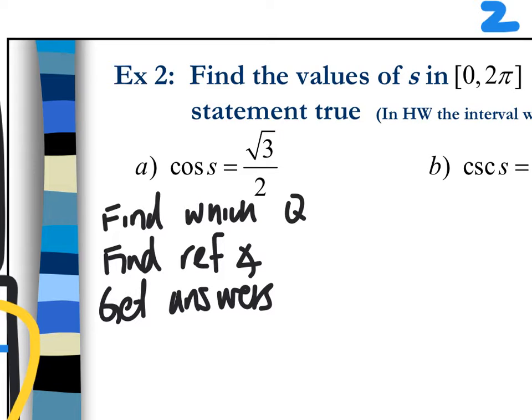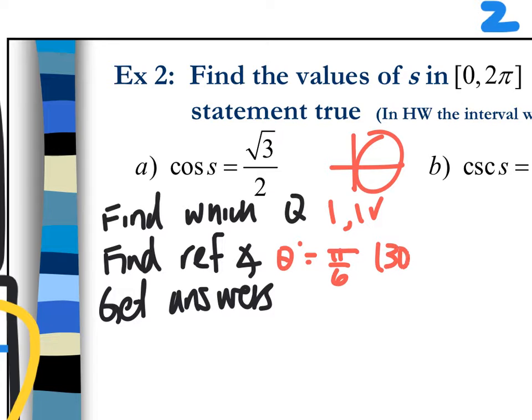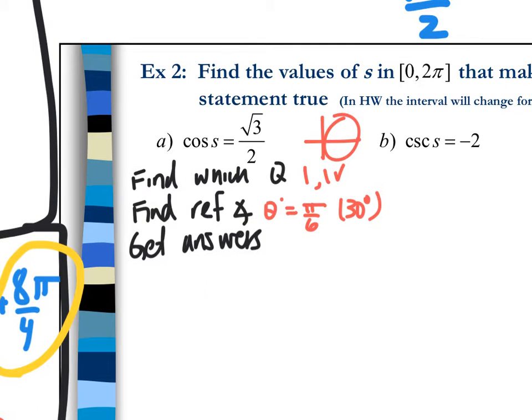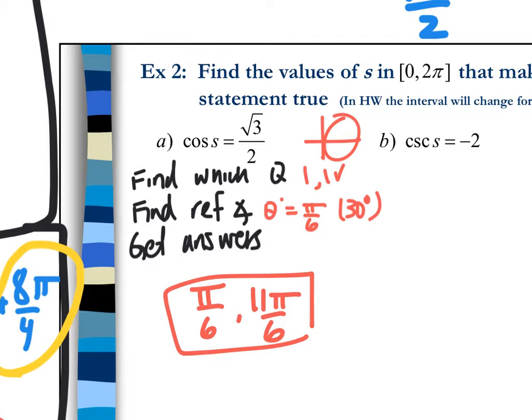All right, so if I look at this problem, cosine is positive. That's going to happen in quadrants 1 and 4. So we've got quadrant 1 and 4. Reference angle, cosine is root 3 over 2 at a reference angle of pi over 6, which is the same as our old 30 degrees. And then now I need to find my answers. So my quadrant 1 answer is simply pi over 6. And my quadrant 4 answer, remember the rule, we double the denominator and subtract 1, is 11 pi over 6. All right, go ahead and pause the video and try part B on your own.